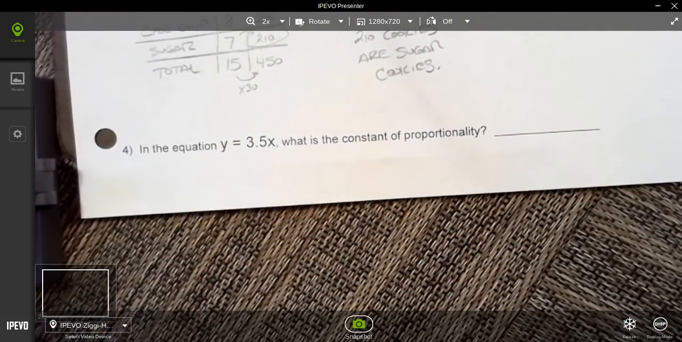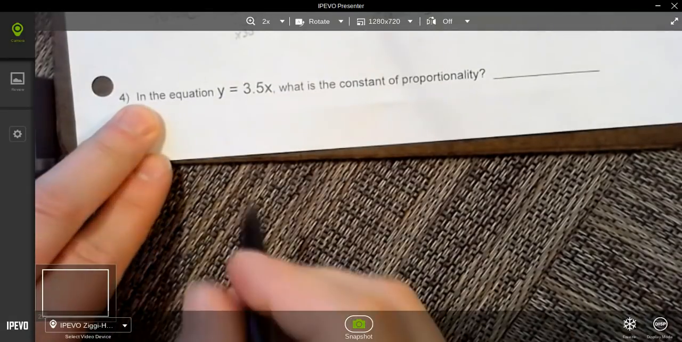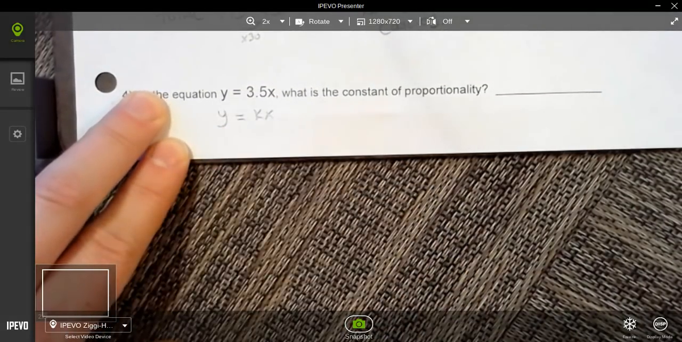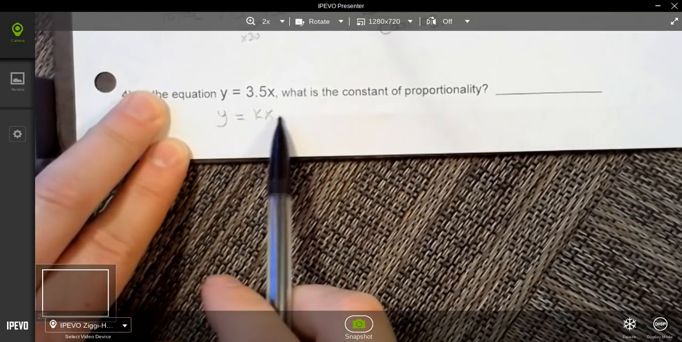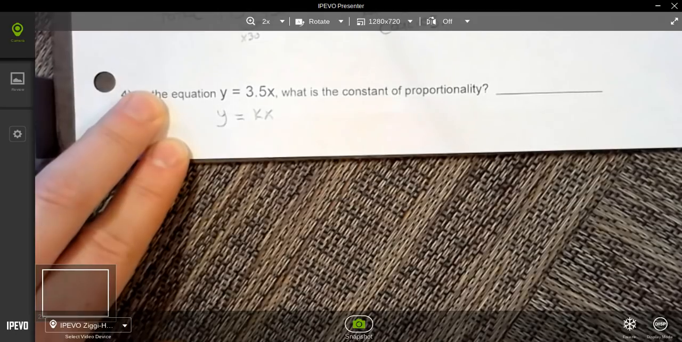In example number 4, they give us the equation y equals 3 5/10 x, and they want to know what the constant of proportionality is. And what we need to recognize is that this equation represents a proportional relationship. All proportional relationships have the same setup in their equation. They're all set up as y equals kx. I don't have anything else added or subtracted here. It's just y equals k times x.